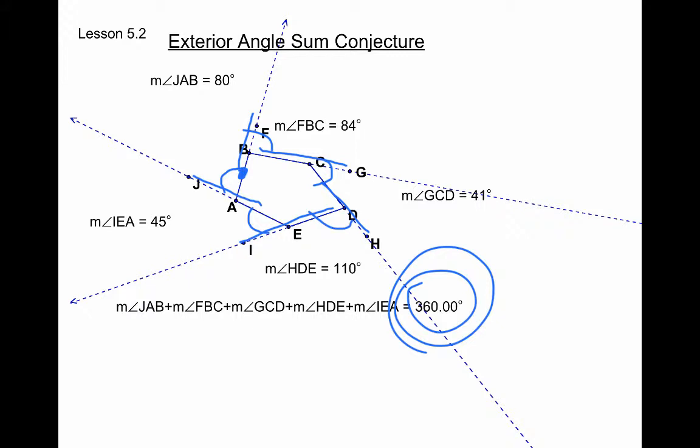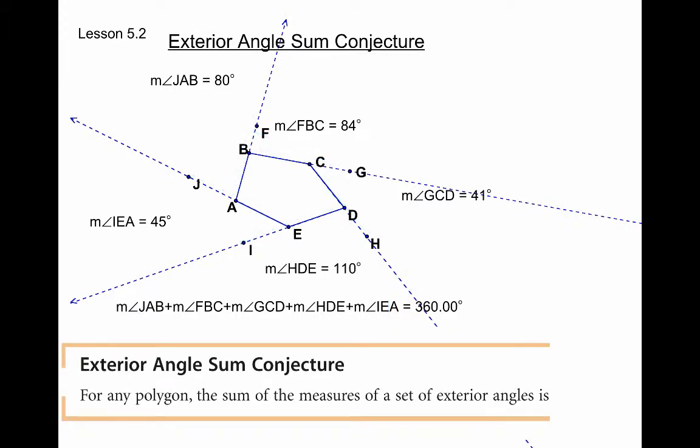Okay, so that's a conjecture to add to our notes. For any polygon, the sum of the measures of their exterior angles is, you guessed it, 360 degrees. So go ahead and add that to your notes. Okay, so after you've added that to your notes, we're going to continue on.